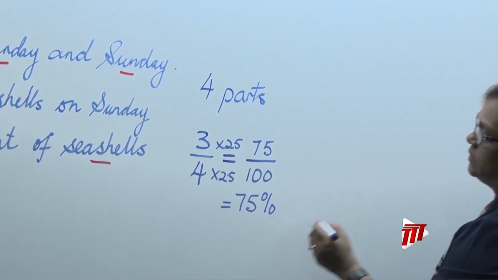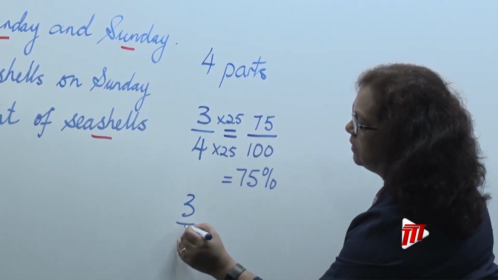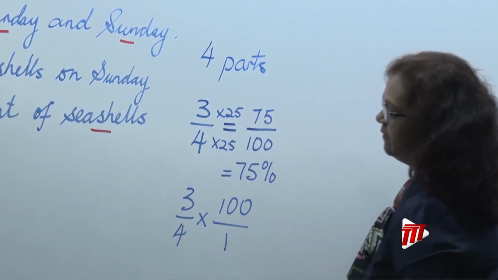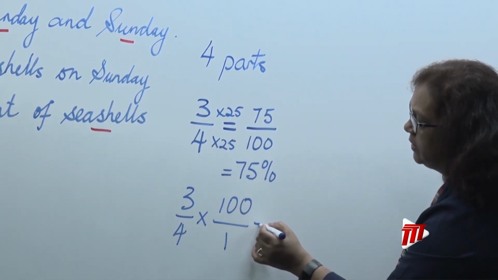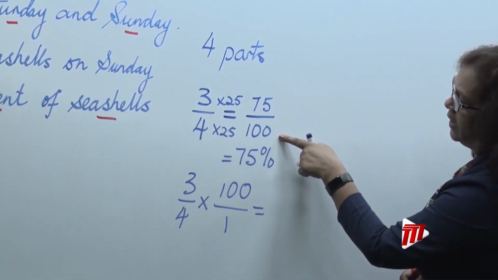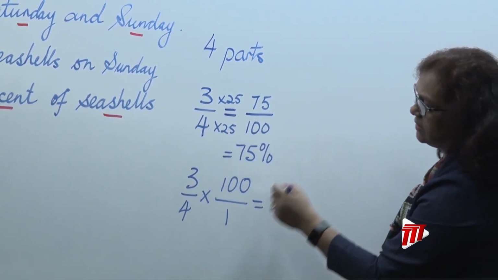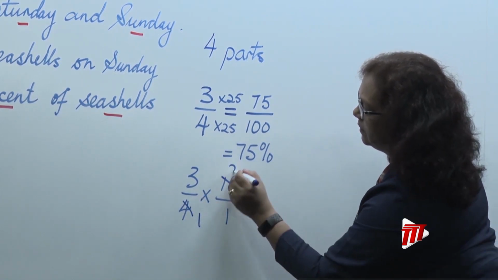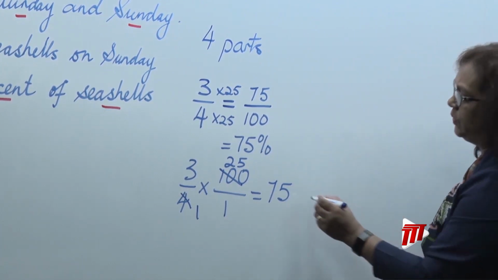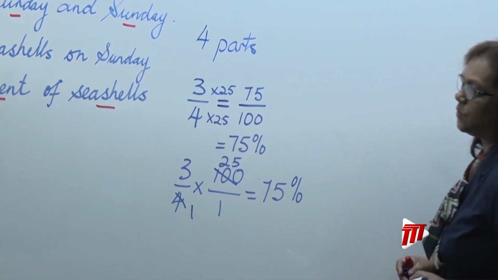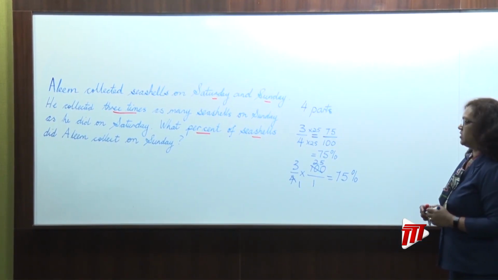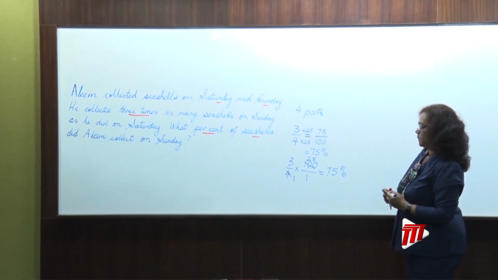I can also multiply by 100, find 3/4 of 100. That will give me the number that forms part of the equivalent fraction and represents the percent. And we must remember to include our percent sign because that's what the problem asks us to find. Not a number of seashells, but percentage of seashells. And that's our answer, very simple.